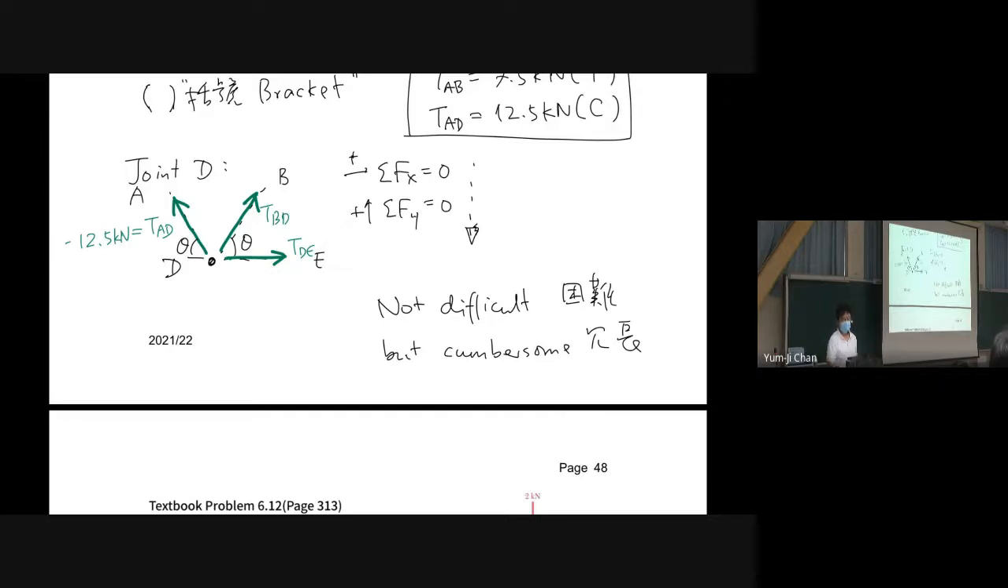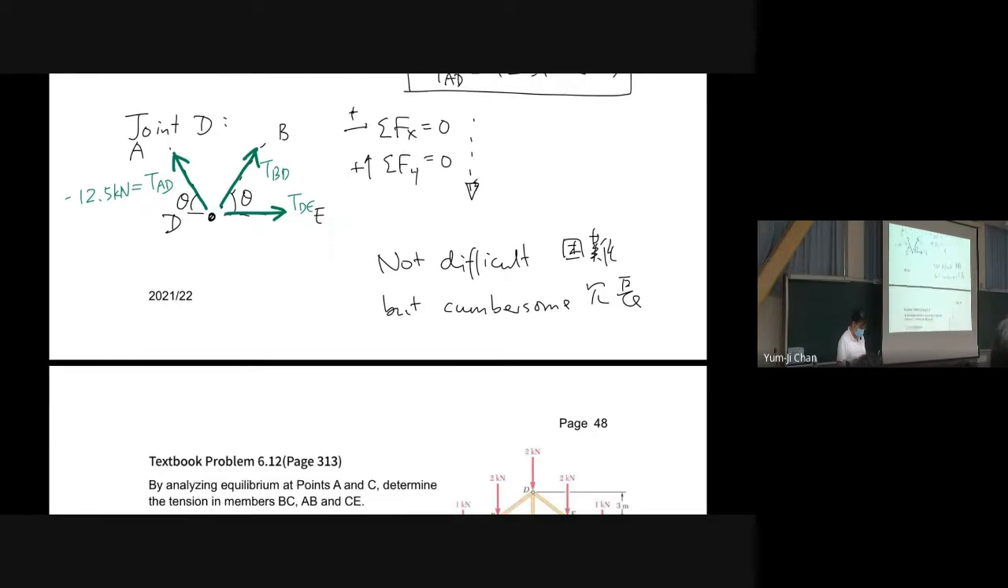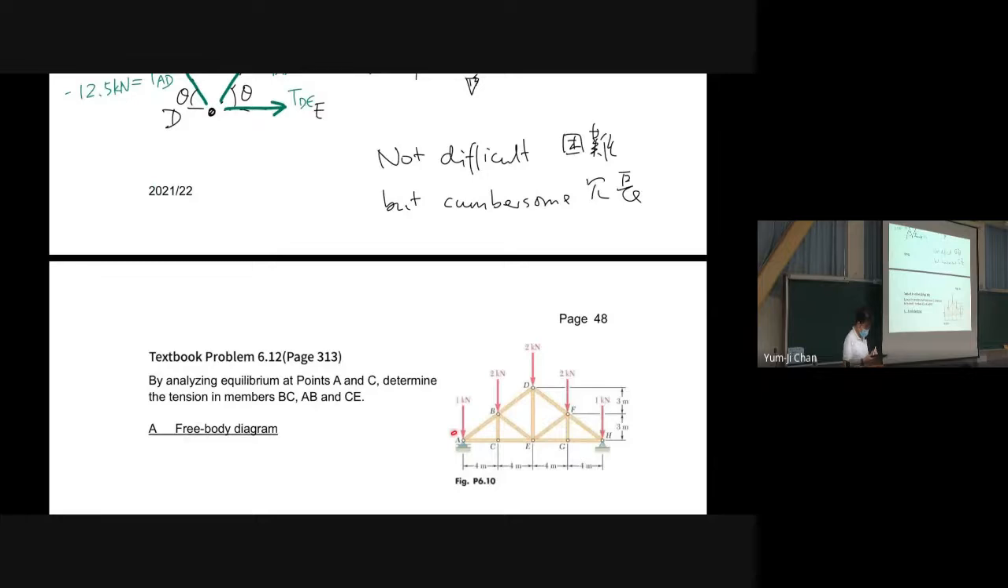For the next sample problem, to determine the forces in all members, how many joints do we have in the next problem? Let's see. 1, 2, 3, 4, 5, 6, 7, 8. So you need to do it at least 6 or 7 times to determine forces in all members. So it is not difficult but cumbersome. So although it's not difficult, do your homework and do as many exercises as you can. It's okay. It's not difficult.